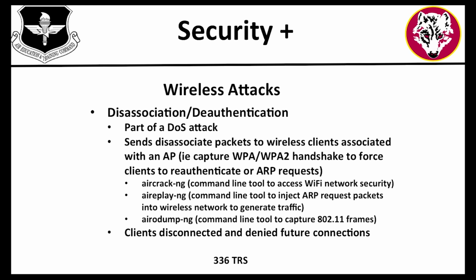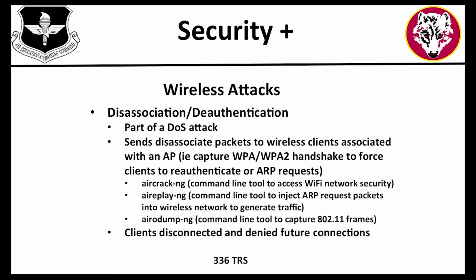The last wireless attack we will look at here is called disassociation, or, as I mentioned from the beginning, they may also refer to this as deauthentication. It is a part or an end result of a denial of service attack. The disassociation is going to be sending disassociation packets to these wireless devices, the clients themselves, associated with an access point. A lot of times it'll take advantage of insecure or weak encryption, capturing the WPA, especially with a pre-shared key, or even a WPA2 handshake.